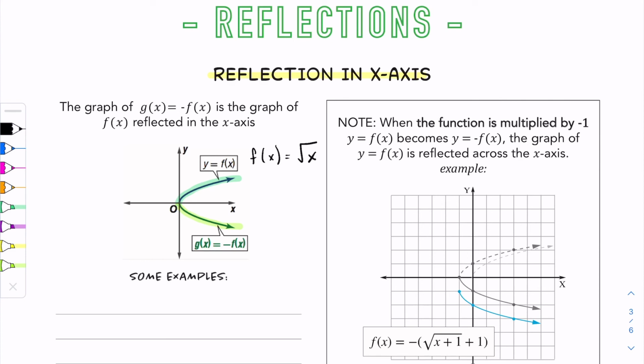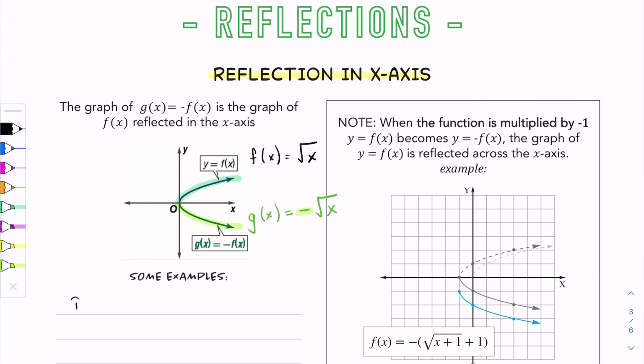All right, if we have the parent function of the square root of x, then the transformed function or the reflected function is going to be g of x is equal to negative square root of x. So the whole function is multiplied by a value of -1. And that's what gives it the reflection across the x-axis.